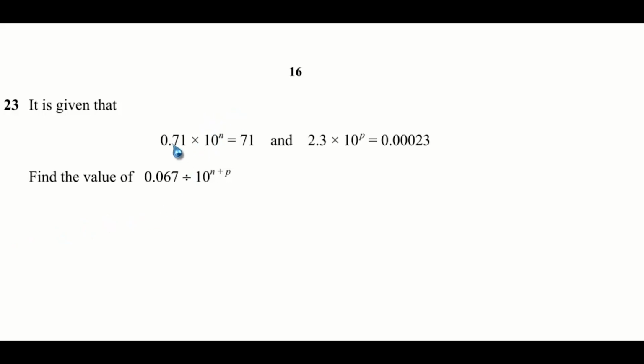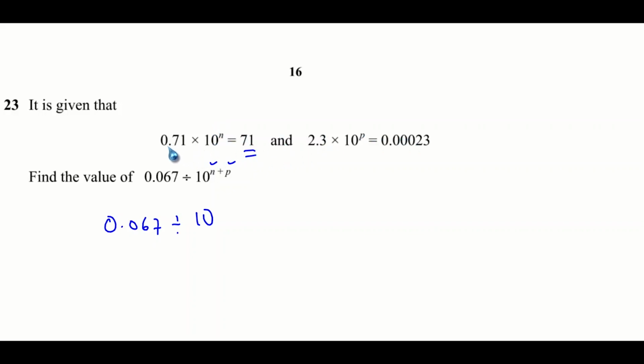So if it is given that 0.71 times 10 to the power of n equals 71, and 2.3 times 10 to the power of p equals 0.00023, find the value of 0.067 divided by 10 to the power of n plus p. So we need to find the values of n and p. So that would be 0.067 divided by 10 to the power of the sum of n and p. So we can find n and p from this given information.